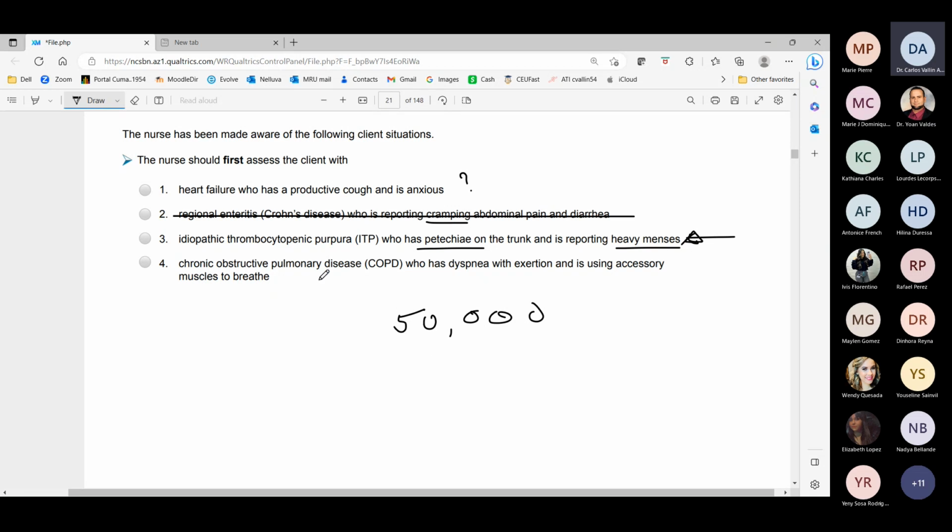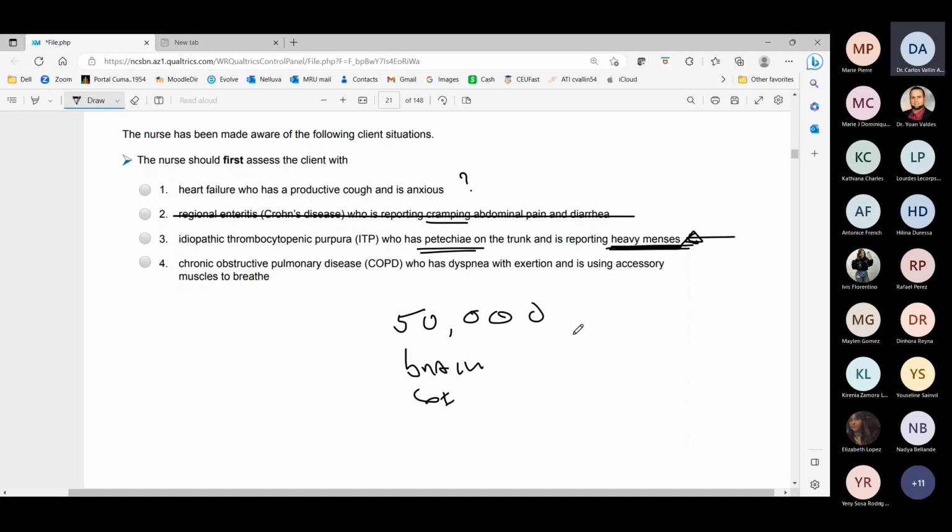So what is the bleeding that would be concerning in a patient with ITP? Brain bleeding. So if they say the patient has a terrible headache, has somnolence or lethargy, and has paralysis on one side of the body, or bleeding in the GI tract. If they say the patient is vomiting blood, hematemesis, or the patient is passing blood, melena. But they don't describe that. They say heavy menses, okay? Menses is generally not associated with life-threatening hemorrhages, and petechiae are expected.